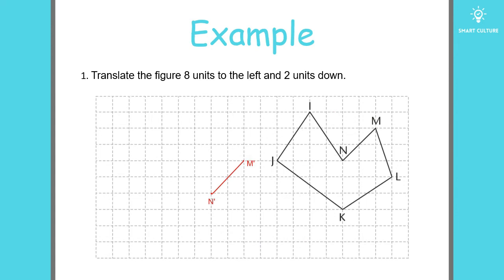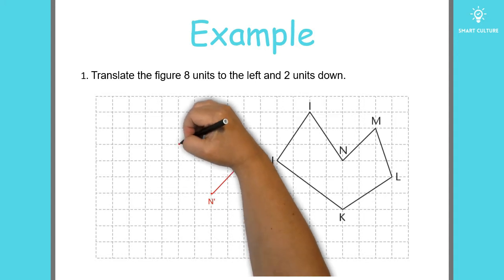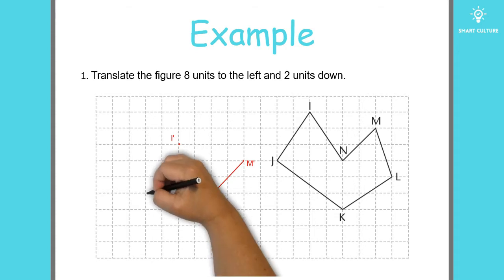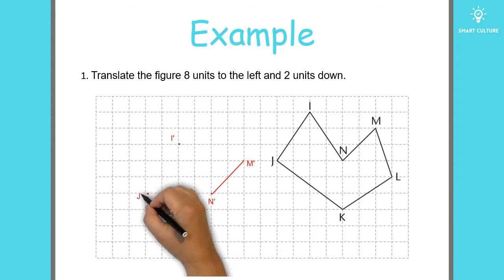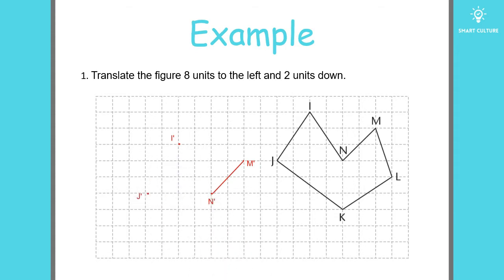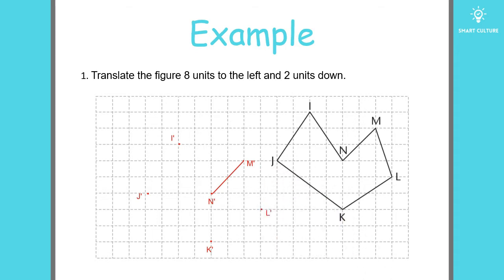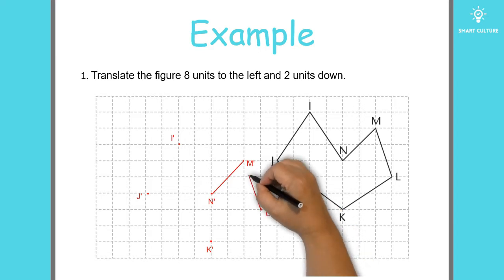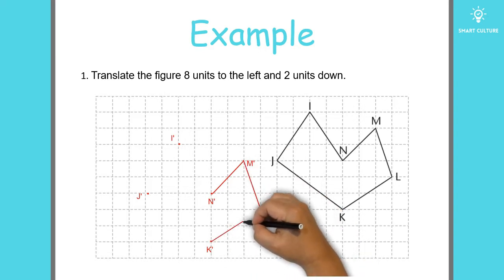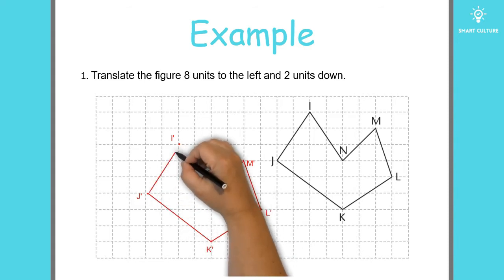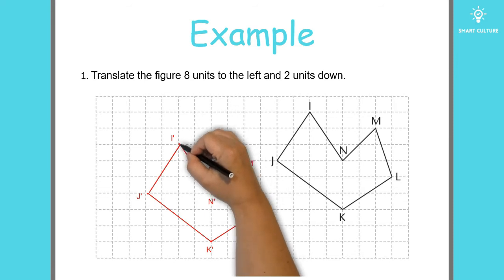Next, we'll focus on point I, 8 units to the left, 2 units down. J, 8 units to the left, 2 units down. And K, 8 units to the left and 2 units down. Lastly, L, 8 units to the left and 2 units down. The next step will be for us to connect all these points. You'll notice that these two figures are congruent.